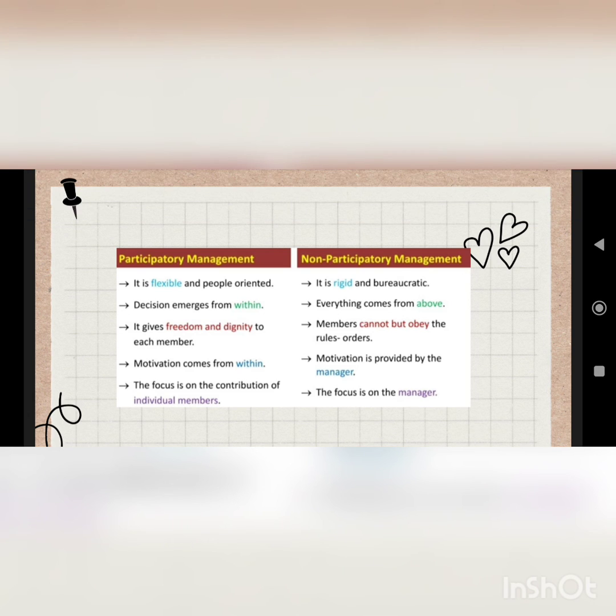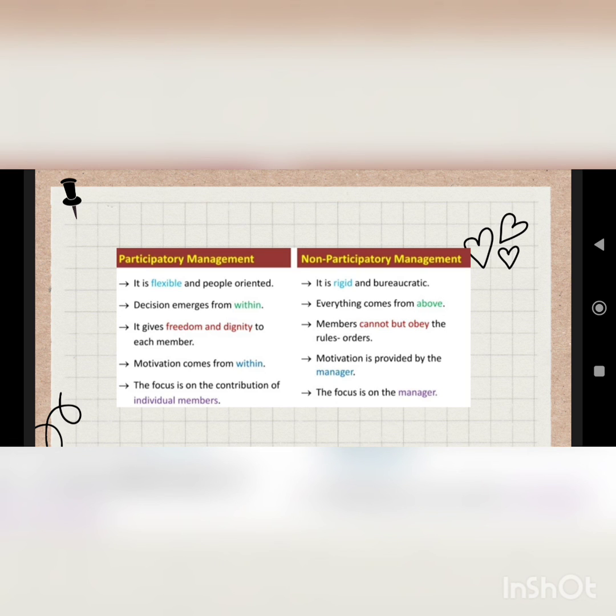So number 2, decisions emerge from within. In participatory management, the decision comes from the team, and the leader or the teacher will listen to the students so that they can come up with a strong or great decision. While in non-participatory management, everything comes from above, so only the leader or the teacher has the opportunity to make decisions.